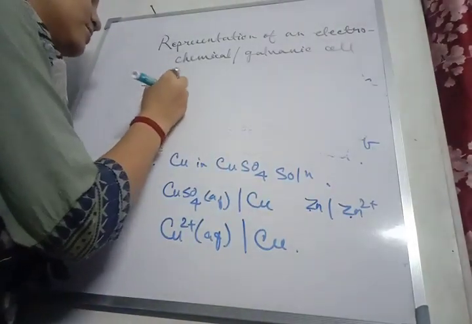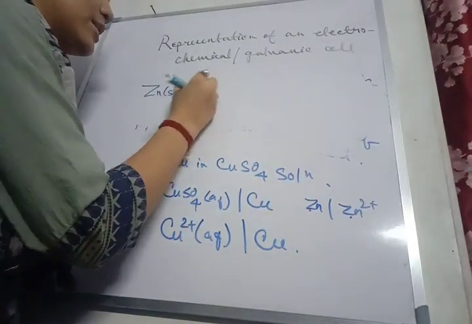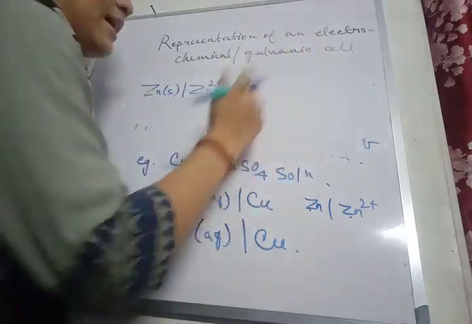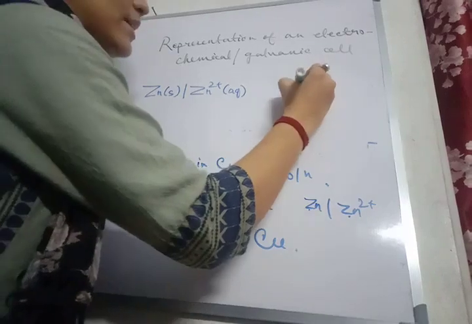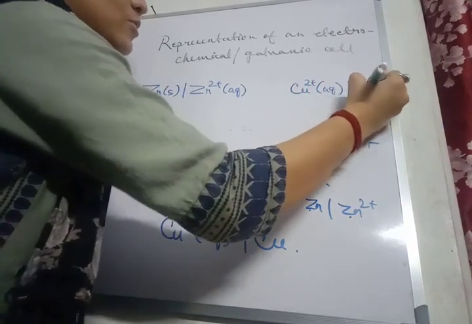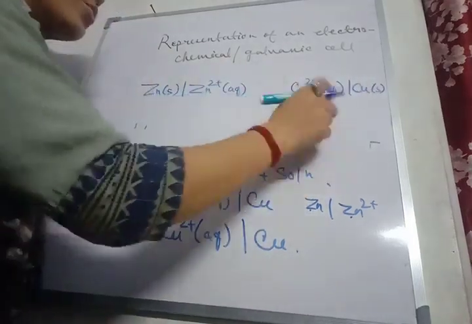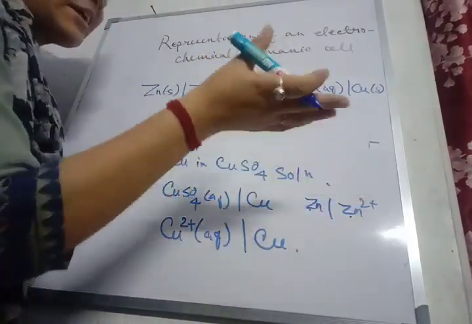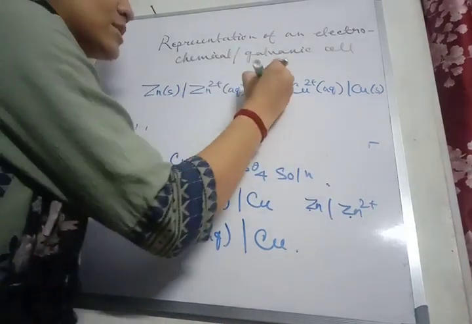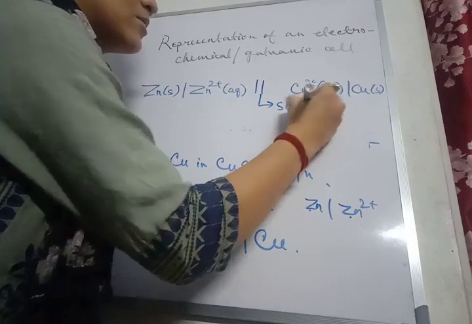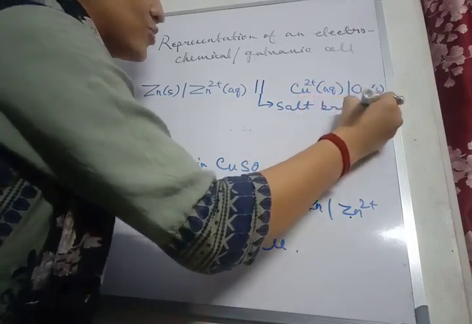So Zn solid, because it's a metal rod, vertical line Zn2+ aqueous, and for the reduction half cell we are going to write Cu2+ aqueous, vertical line, Cu solid. And these two half cells are connected by a salt bridge, which is given by a double vertical line. This represents my salt bridge. So this is basically the representation of an electrochemical cell.